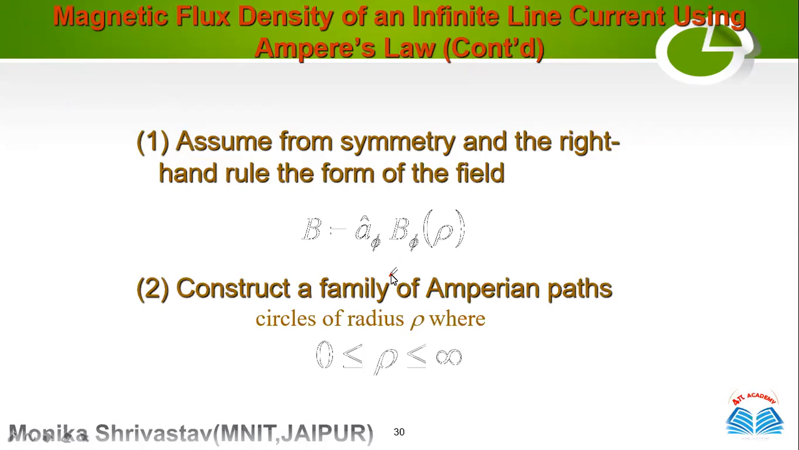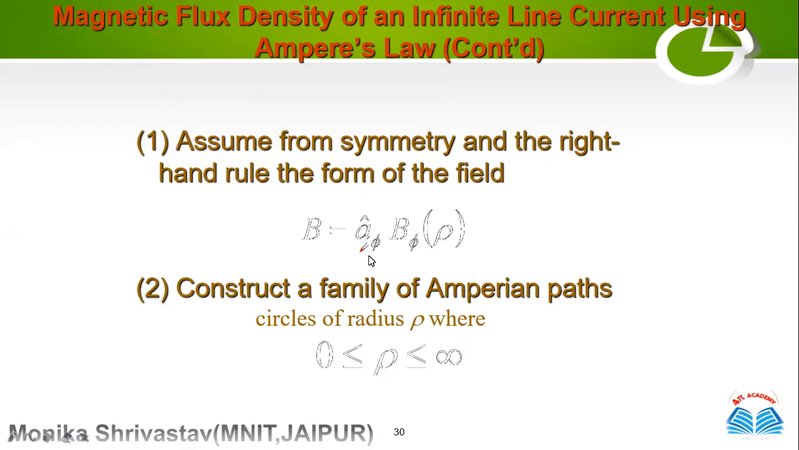So, symmetrically, we will assume some things. First one is, assume from symmetry and the right hand rule the form of the field. Okay, this assumption and this example I have taken from your book Griffiths, Introduction to Electrodynamics. So you can see this example from there also. Just one, assume from symmetry and the right hand rule, the form of field will be B equals B(rho) phi hat. So what is this phi hat?